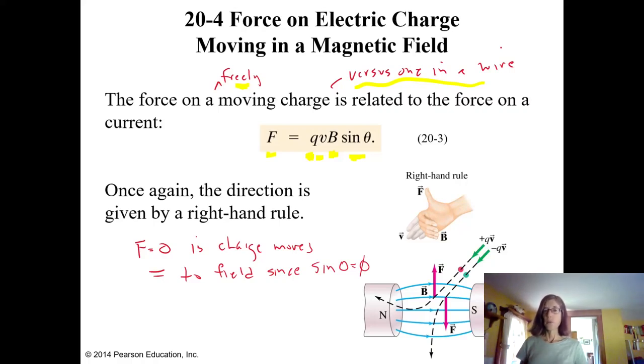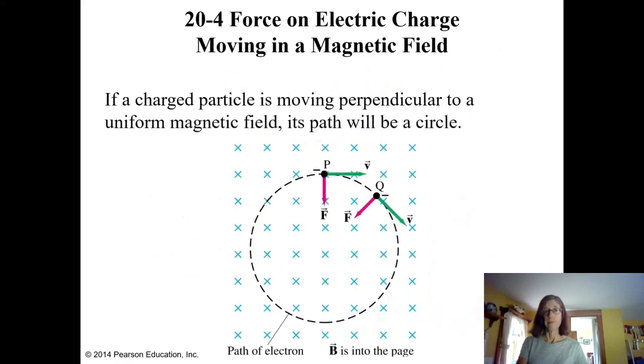So if the charge moves perpendicular to the field, all right, here we're seeing that these two are perpendicular, then theta is equal to 90 degrees, and the sine of theta equals 1. Conversely, F is equal to 0 if the charge moves in the same direction as the field, because then that sine of theta is going to equal 0.